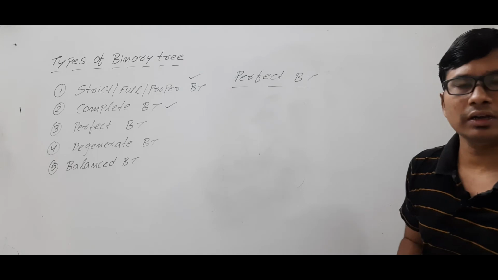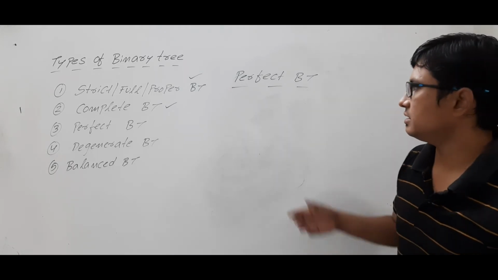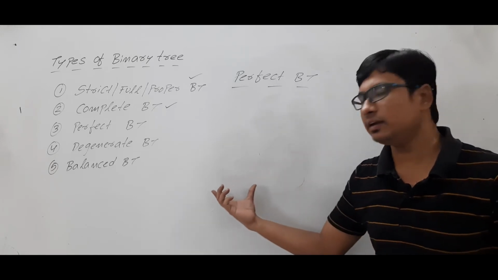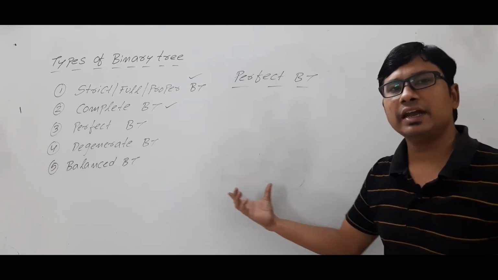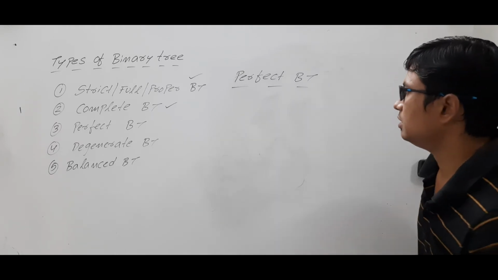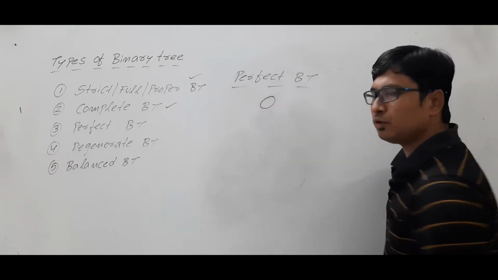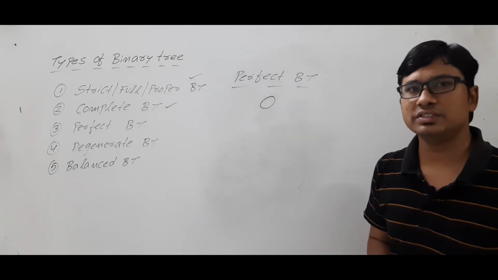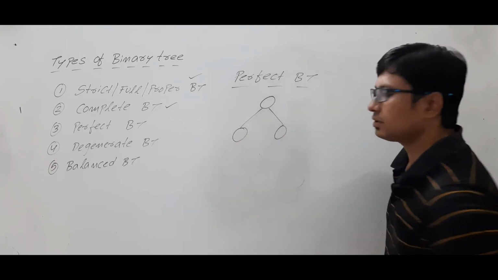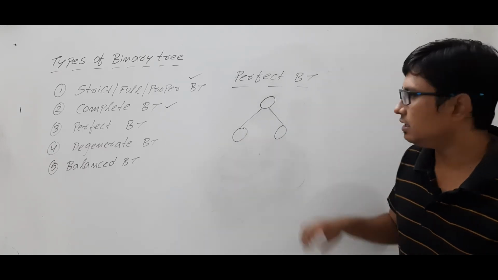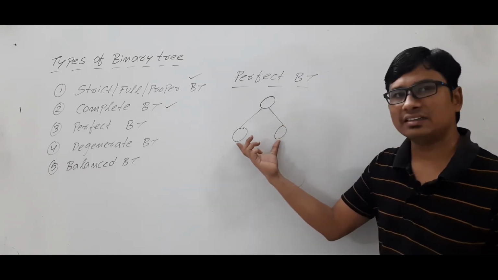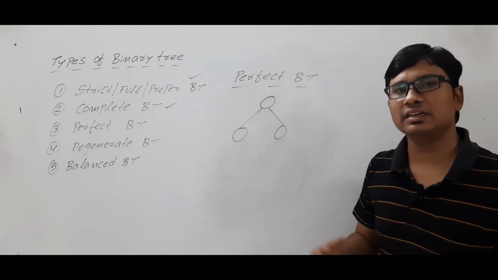Now, we can call a binary tree a perfect binary tree when all the internal nodes have two children and all the leaves are at the same level. What is the meaning of that? I will discuss with an example. I hope you have understood what leaf nodes and internal nodes are. Let me discuss with a simple example. In this binary tree, this is the root node and these are the leaf nodes. The nodes other than the leaf nodes can be called internal nodes.